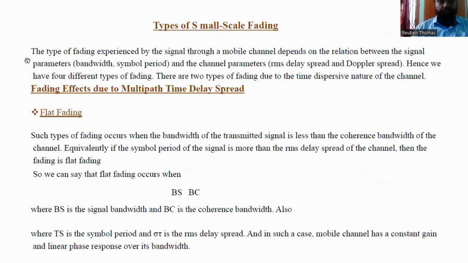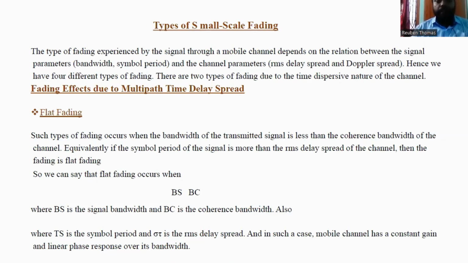Coming to the types of small scale fading. The type of fading experienced by the signal through a mobile channel depends on the relation between the signal parameters, that is bandwidth and symbol period, and the channel parameters, RMS delay spread and Doppler spread. We have 4 different types of fading. One is flat fading, which occurs when the bandwidth of the transmitted signal is less than the coherence bandwidth of the channel.